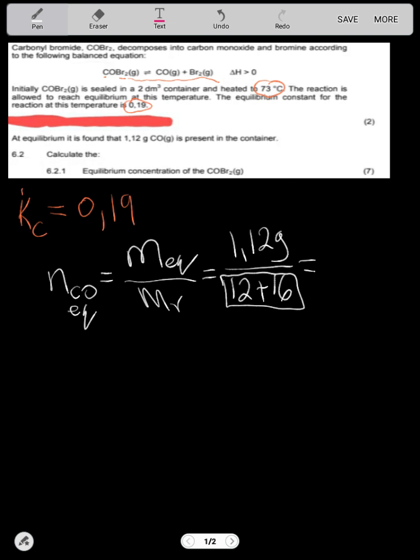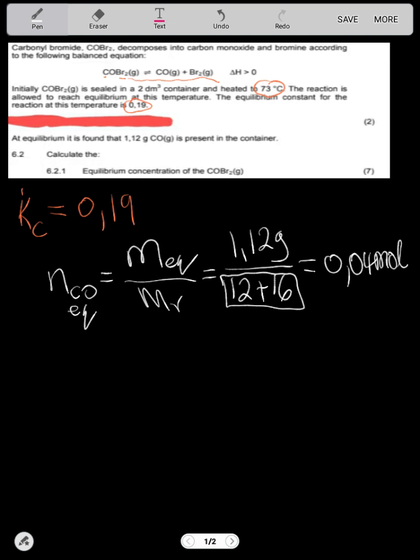So we're going to have 1.12 divided by 28, because 12 plus 16 is 28, which will give us 0,04 moles. You can punch it on your calculator and you should get 0.04 moles. So this is the number of moles of carbon monoxide at equilibrium.